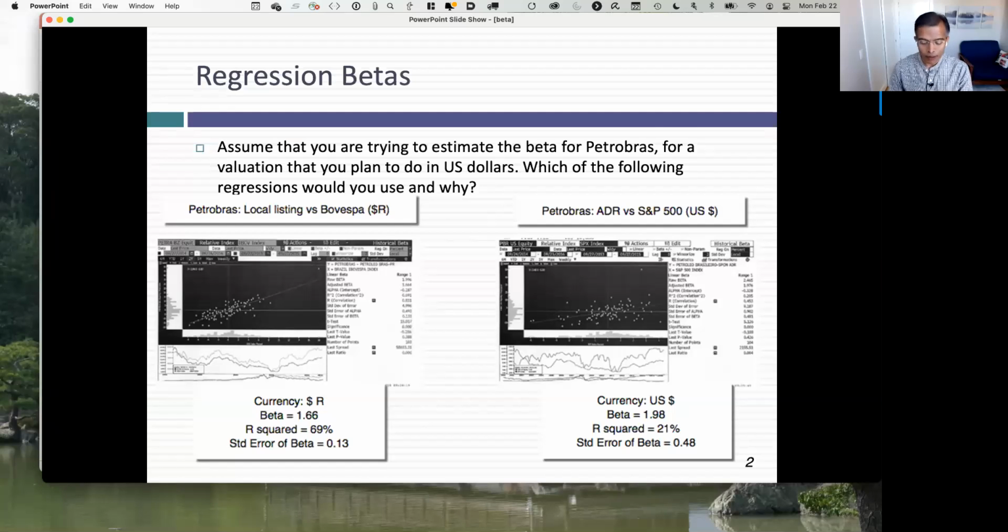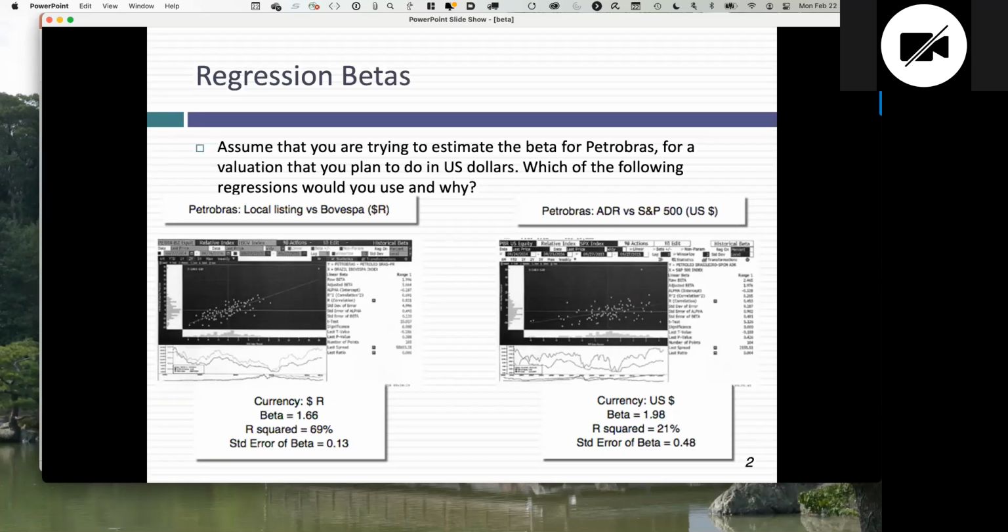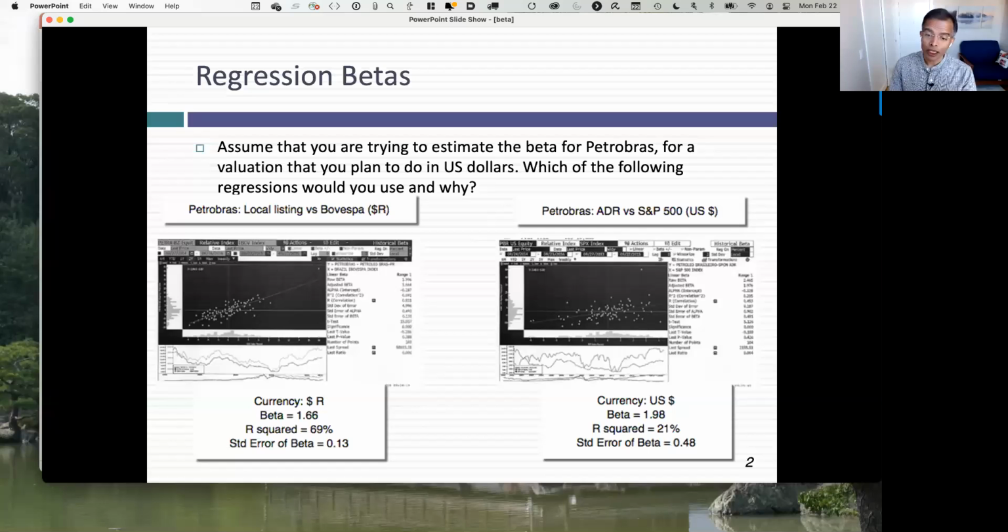As an example, I took Petrobras, and this was from way back, and I ran two regressions. One is of the local listing against the Bovespa. If you go to Bloomberg, look up the local listing, the beta you would get is the page on the left. And on the right, I ran a regression of Petrobras ADR versus the S&P 500. The ADR is actually a Petrobras listing that's traded in the US, so the returns are in dollar terms. They're both regressions, but they give very different pictures of the company, right? One gives me a beta close to 2, the other gives me a beta of 1.66. The beta against the Bovespa gives me an R squared of 69%, and the beta against the S&P 500 gives me an R squared of 21%.